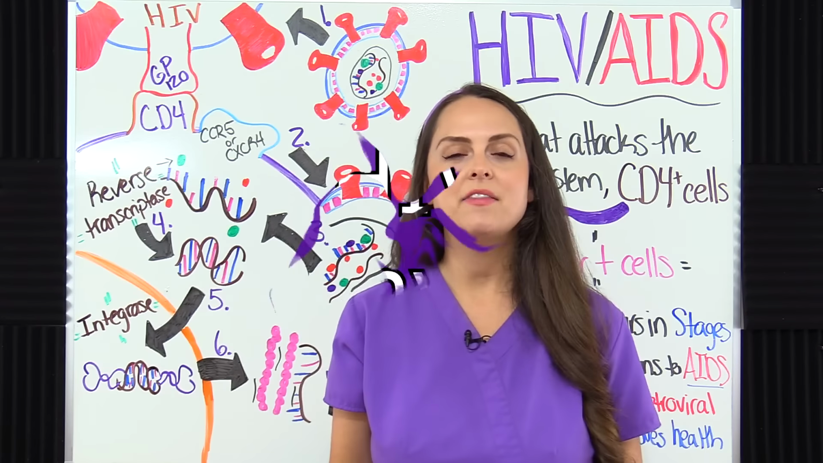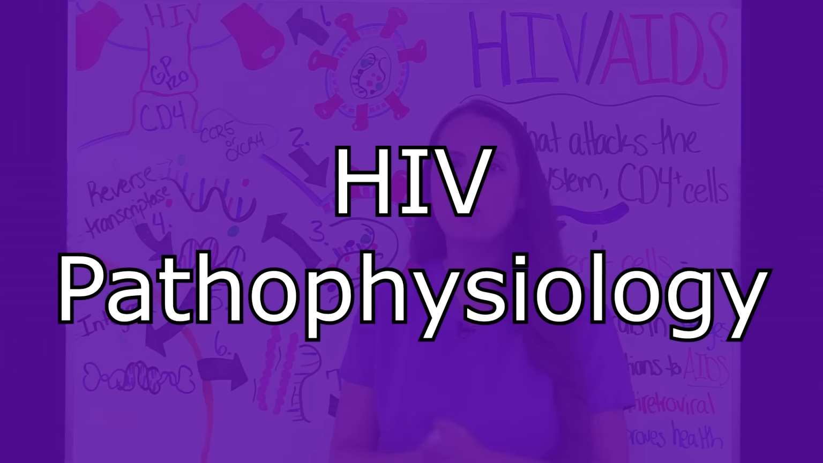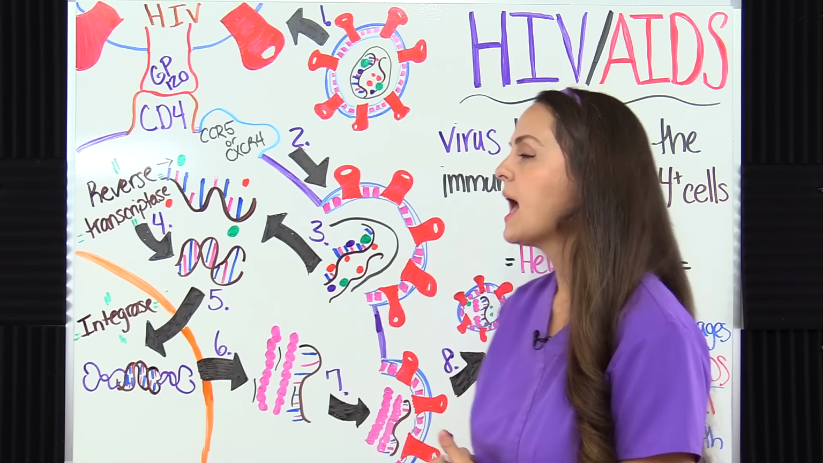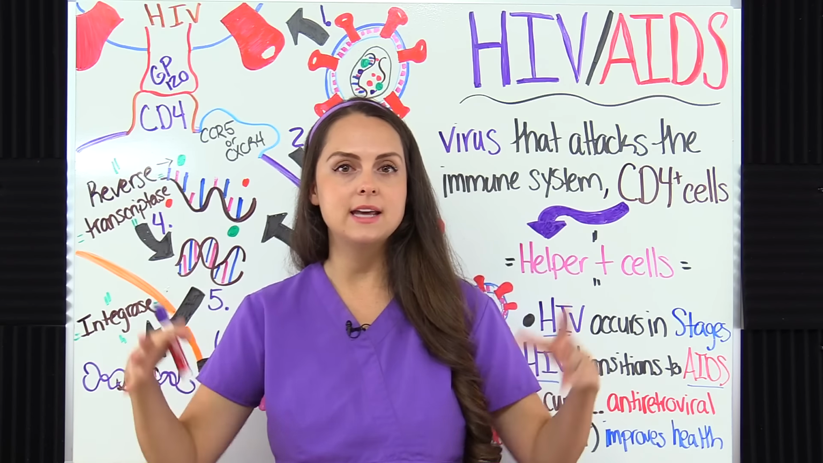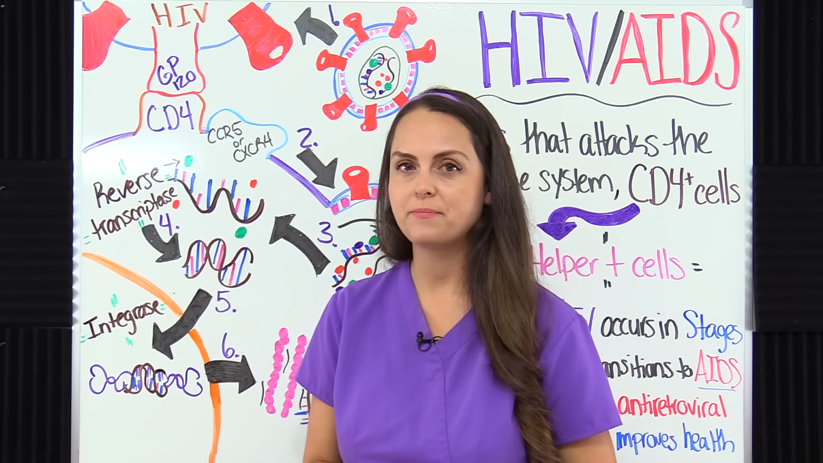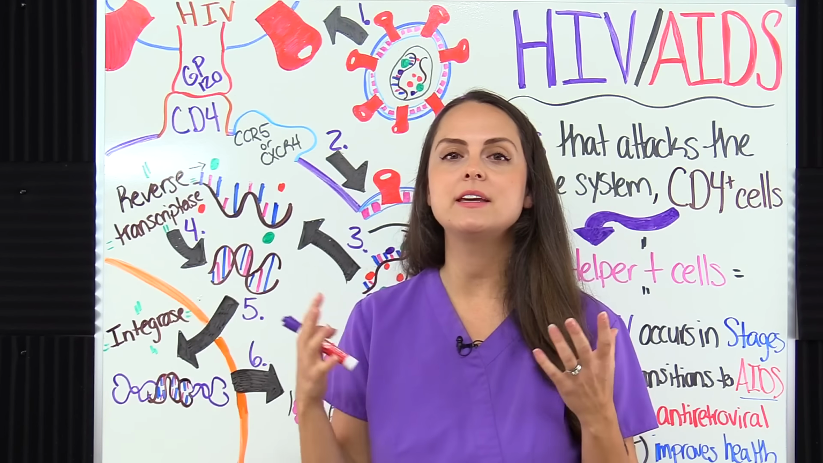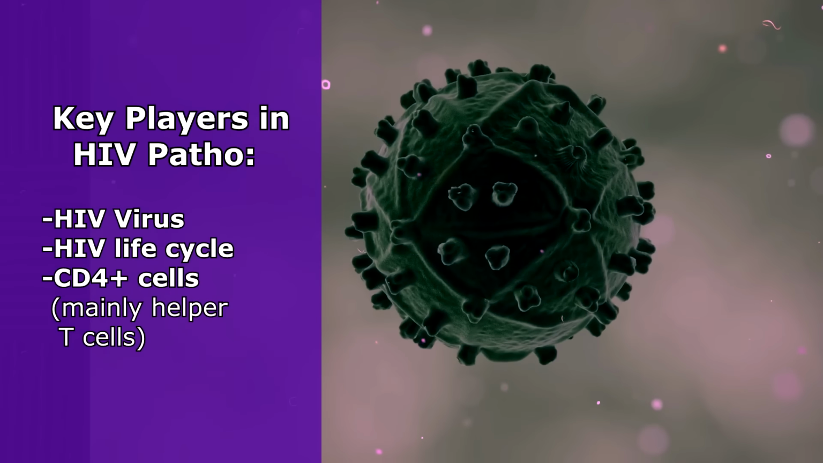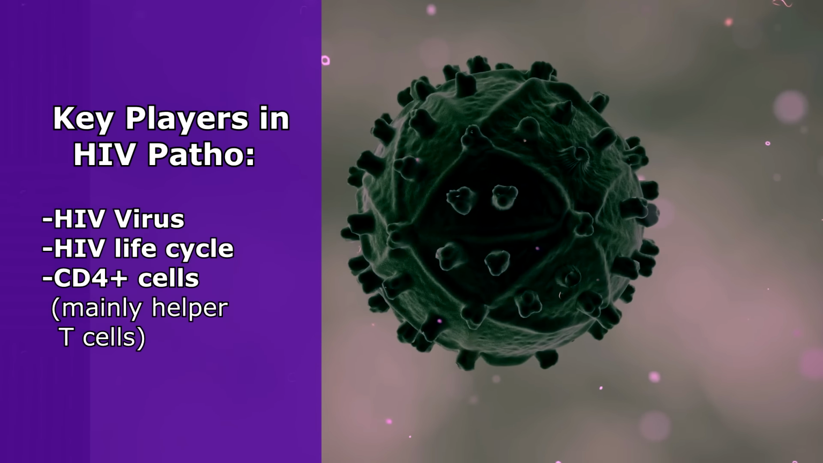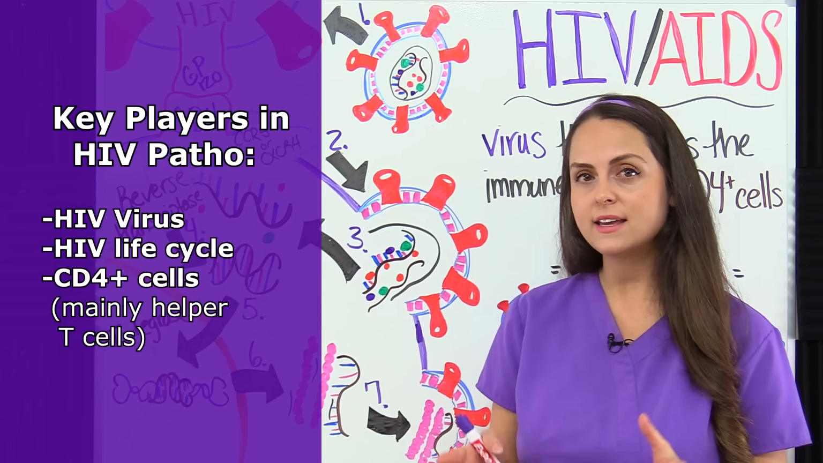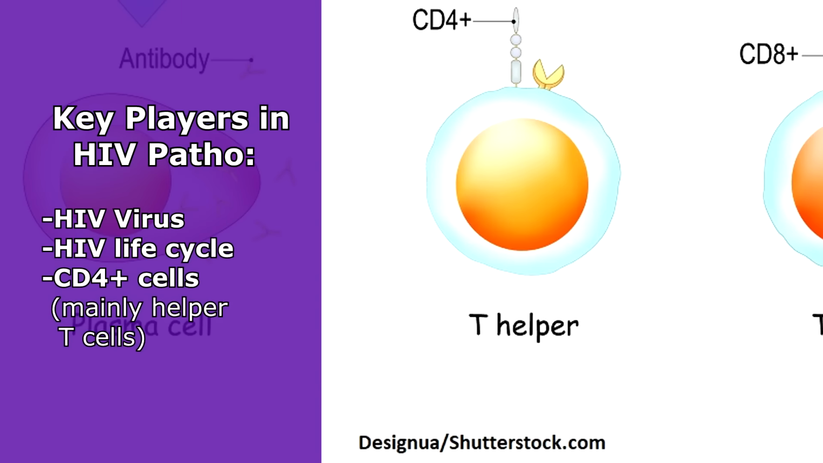So now let's talk about the pathophysiology of HIV. What happens in the body when this virus gets in and attacks the cells? How does it replicate, multiply, and damage these cells, which leads to the destruction of the immune system? Well, to help us understand that, let's talk about the key players of the patho. First key player is HIV, the virus itself, along with its life cycle, and the CD4 positive cells. Mainly, I'm going to be concentrating on the helper T cell.